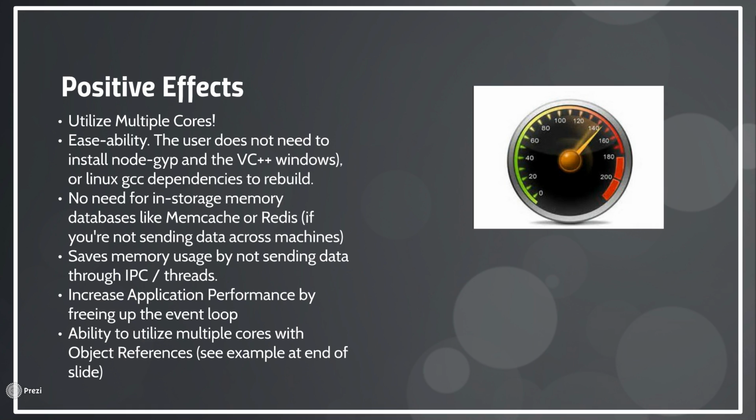Increase application performance by freeing up the event loop. As I said, you have a large memory-intensive app. And let's say you have a setTimeout or a setInterval running every 1300 milliseconds, and it's doing monster AI synchronization. Every 1300 milliseconds, which is 1 second and 300 milliseconds, it's synchronizing all the players and all the maps, all the objects.